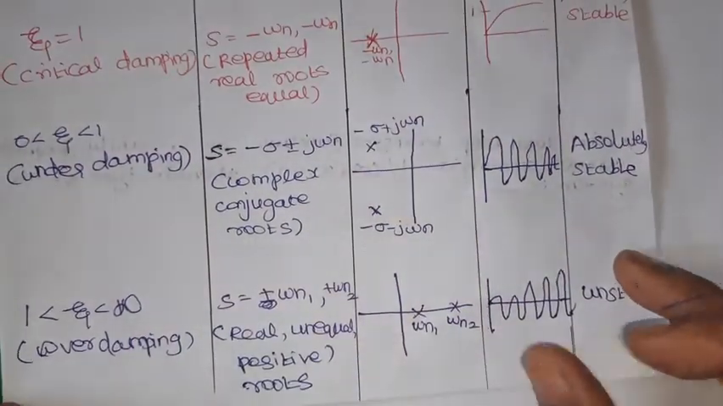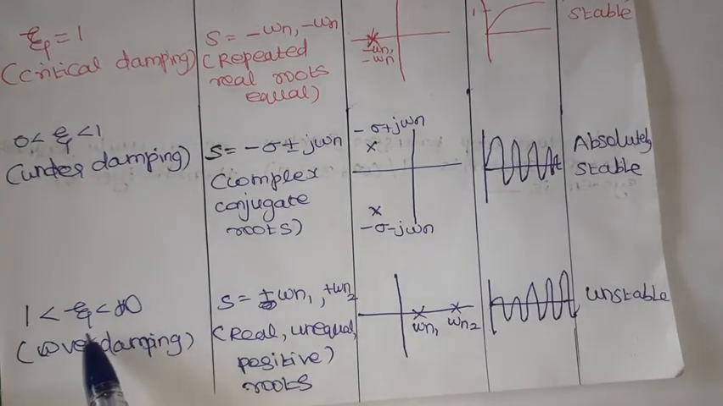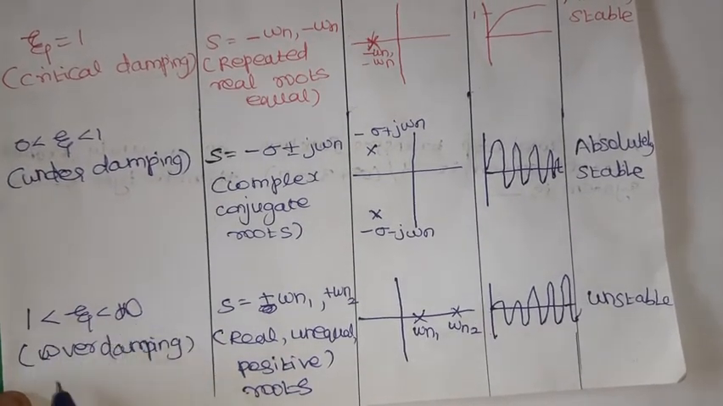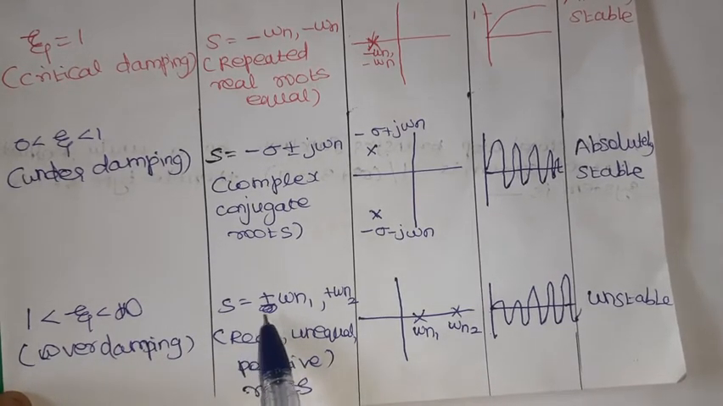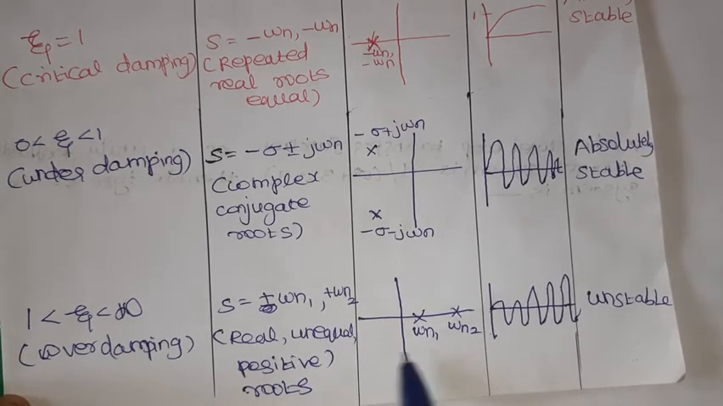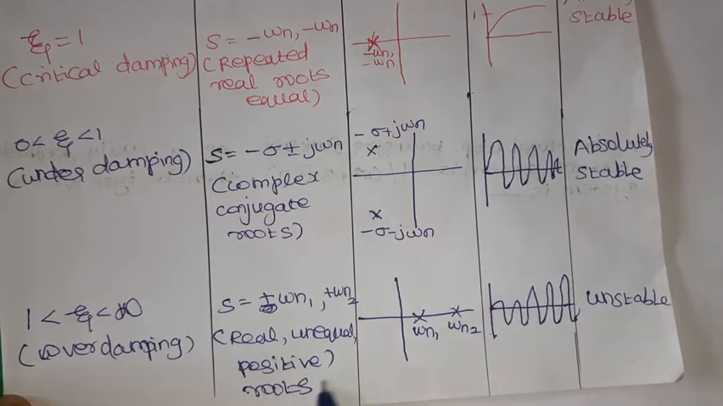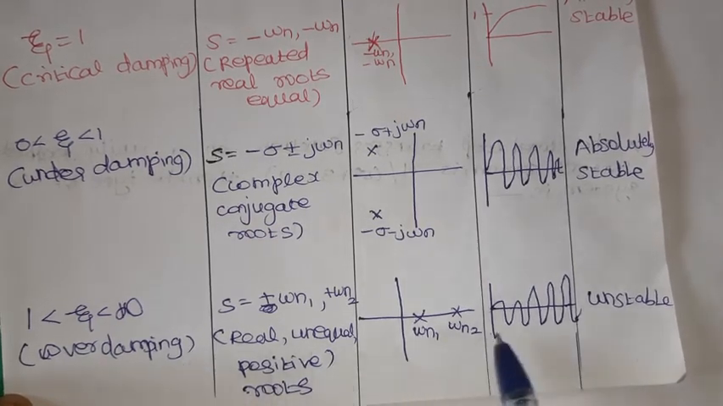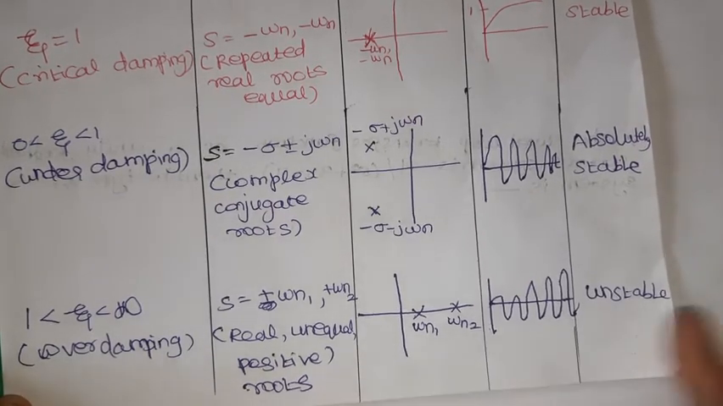Next one is overdamping, which means zeta value greater than 1, or 1 to infinity. For an overdamped system, what will the roots be? S equal to plus omega n1, plus omega n2. Real unequal positive roots for overdamping. The system is unstable. We will consolidate these roots here.